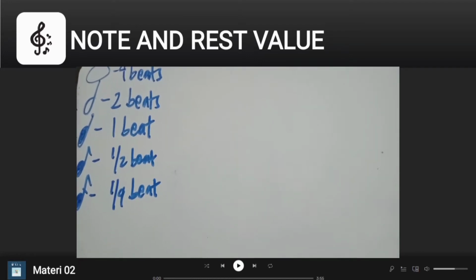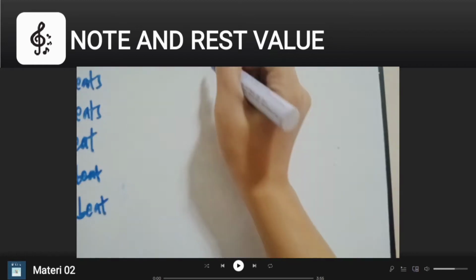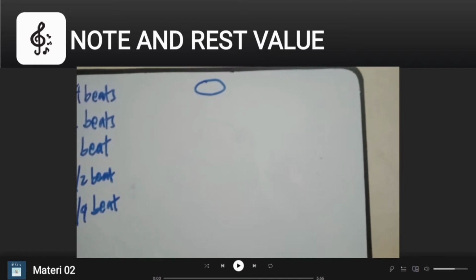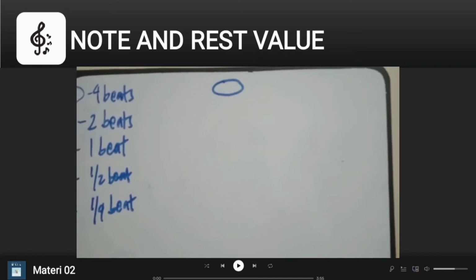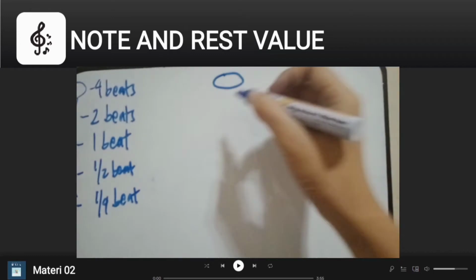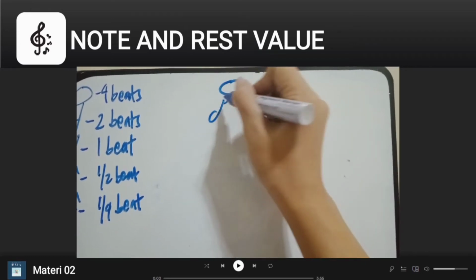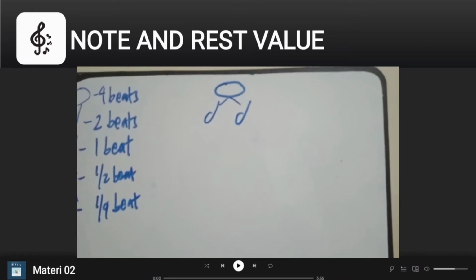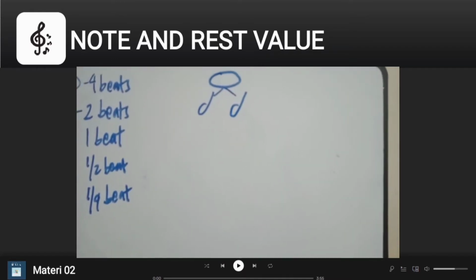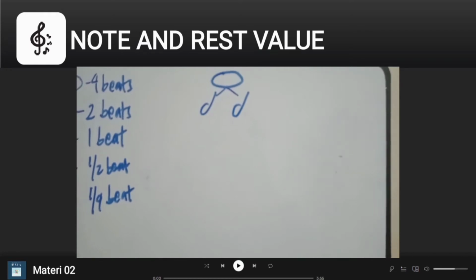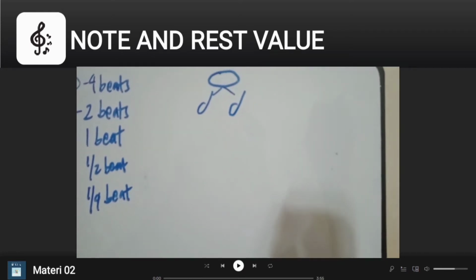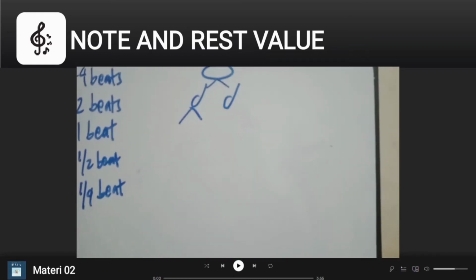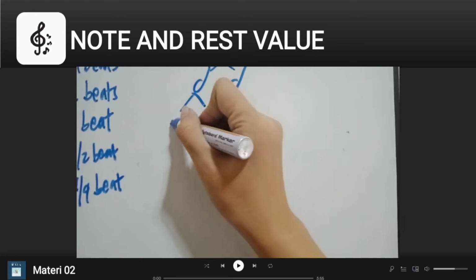So, kung pag-aaralan natin ang isang whole note, kung 4 beats siya, meron siyang katumbas na 2 half notes. So, meron siyang 2 half notes because each half note is equivalent to 2 beats. So, 2 plus 2 is equal to 4. Kung ang isang whole note may 2 half notes, ang isang half note may katumbas na ilang quarter notes? So, 2 quarter notes.